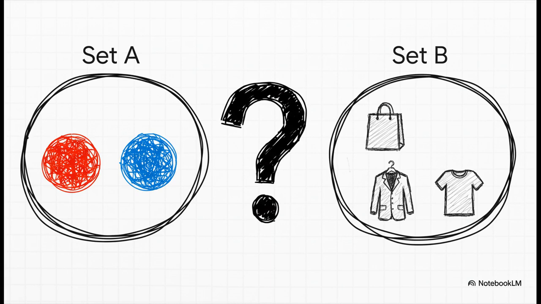Okay, let's take a super simple example. Imagine we have two sets. Let's call them set A and set B. In set A, we just have two colors, red and blue. And in set B, we have three things, a bag, a coat, and a shirt. Now the big question is, how many different combinations, a color paired with an item, can we actually make? Let's try and figure that out.